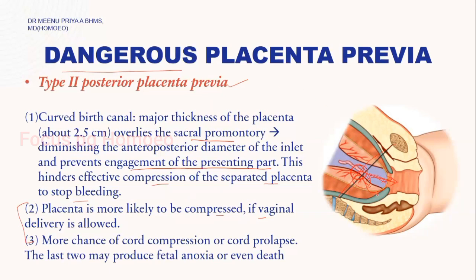Why? Because it is posterior lying of the placenta, and it is type 2 marginal. So the difficulty occurs when the fetus is descending, or when the fetus is undergoing normal labor. That is why this condition is not taken up for normal labor. Usually it is a C-section.